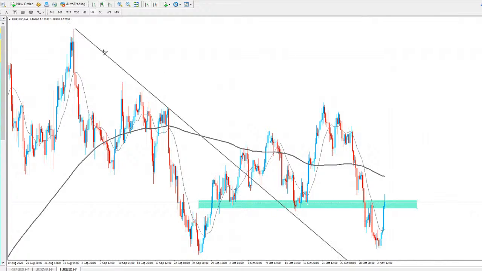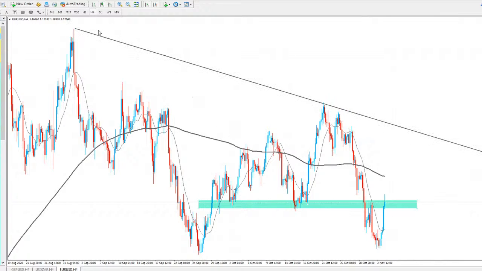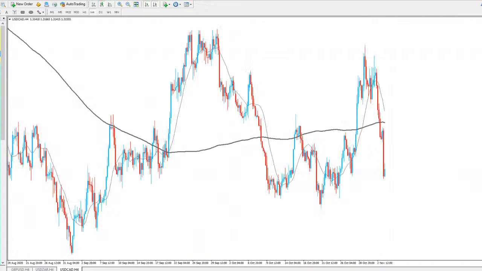And again, we do have this trend line up here, not the strongest of trend lines, only two tests of the trend line there, but potentially we could be seeing price go higher and make its way all the way up there. For USDCAD, this one's still looking a little bit bearish.